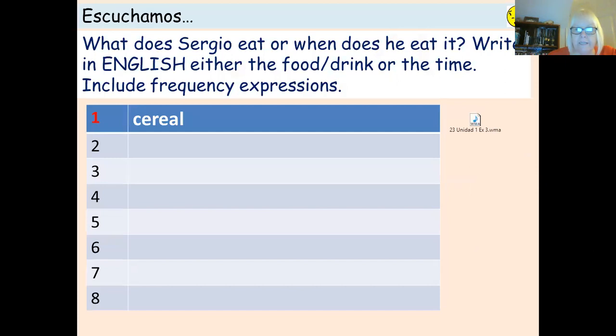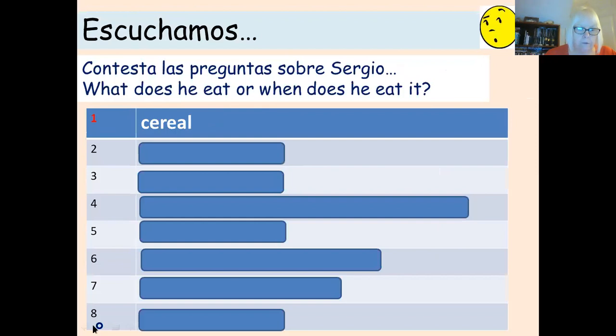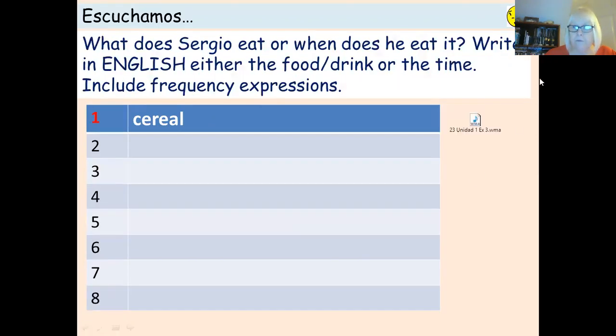What we are doing first of all is a listening now. You're going to listen, and you can listen to this as many times as you like, because there's quite a lot of information in here. I'm just going to move this picture down a bit. There's this picture. Right, so it says, what does Sergio eat, or when does he eat it? Write in English either the food, drink, or the time. So sometimes he's being asked, what do you have for breakfast, for example? The next one might be, what time do you eat lunch? So you're going to have different answers. Include the frequency expressions you hear and get as much detail as you can down, please. But you'll say you're writing it in English.